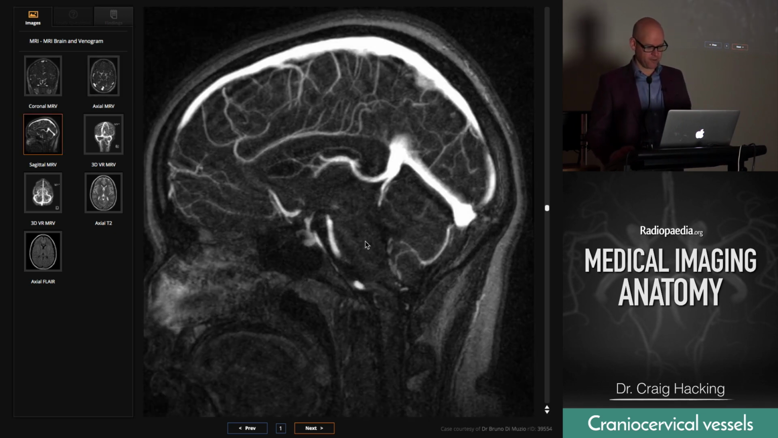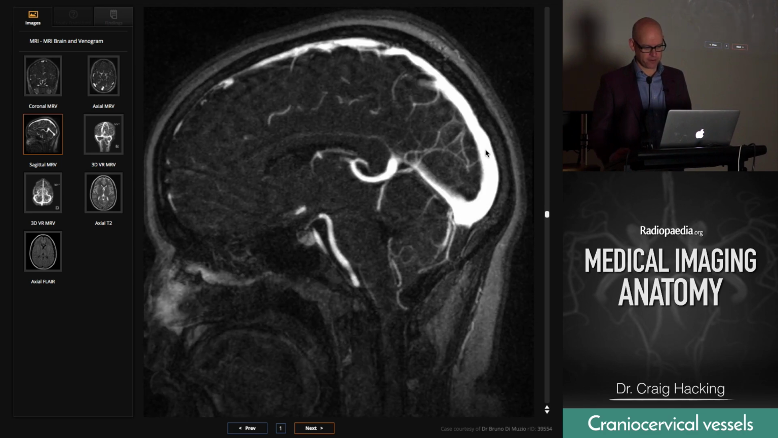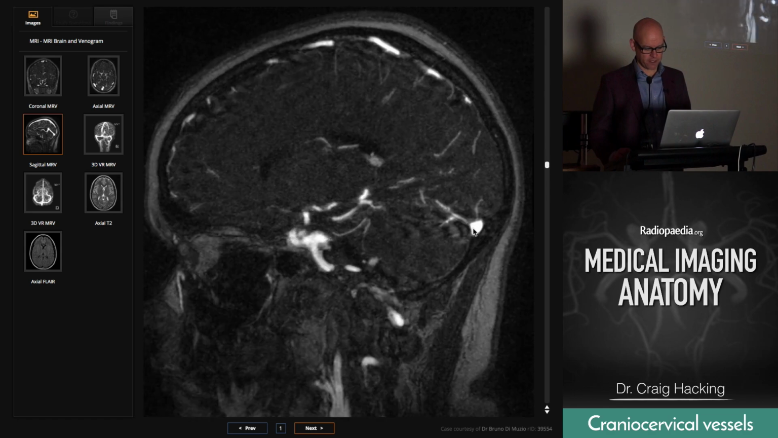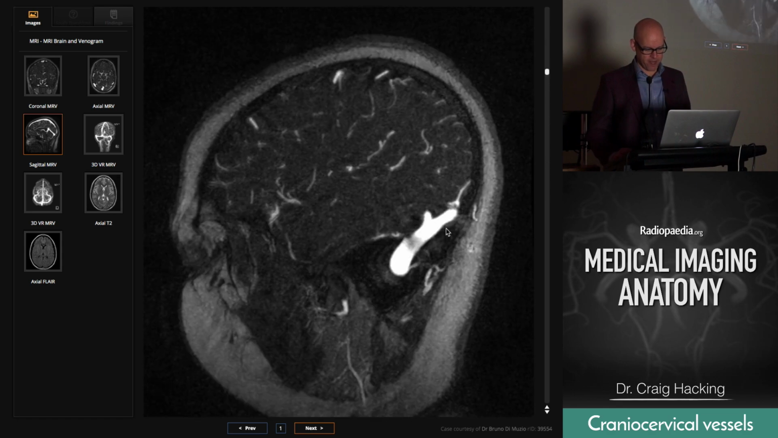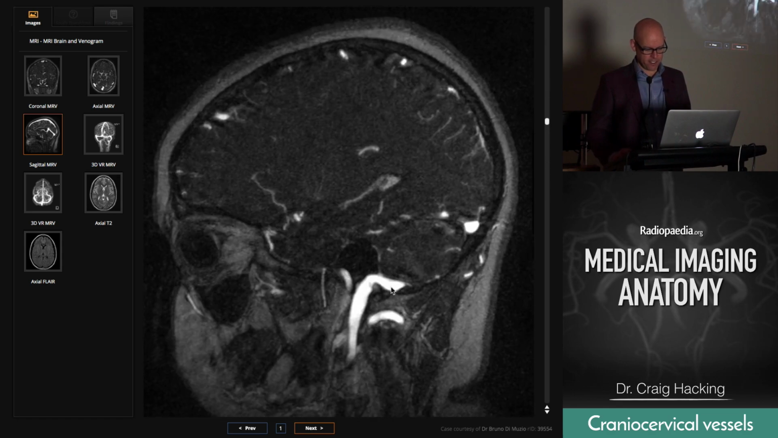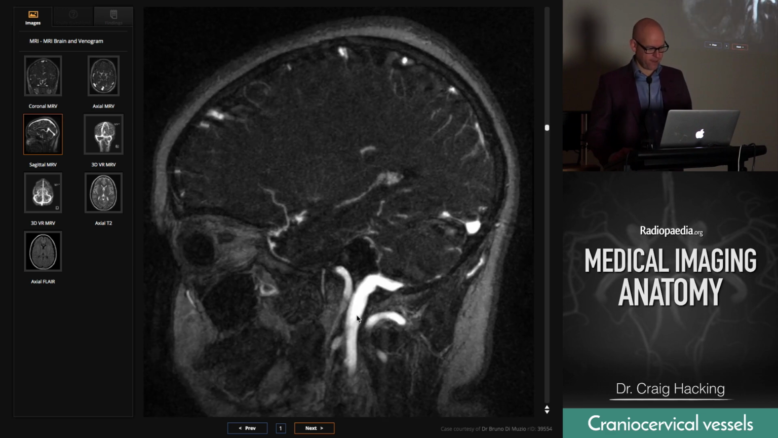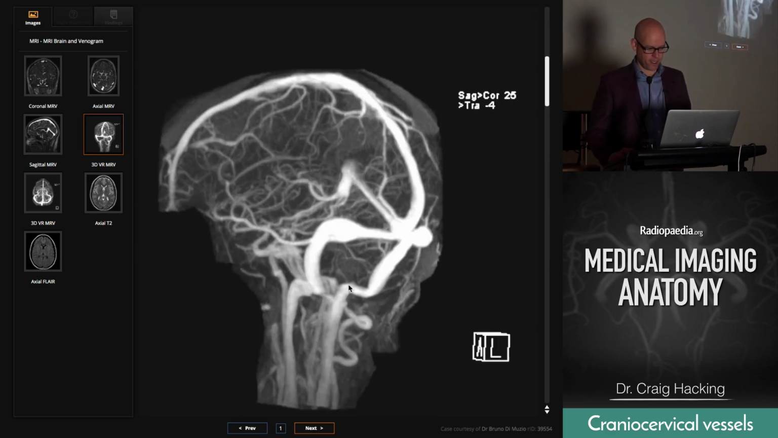Let me show you some of the cool reconstructions we can do. There's the superior sagittal sinus, the straight sinus, the vein of Galen, the torcular going off to one side. Here's the transverse, and now becoming the sigmoid sinus, and it loops forwards and then down out of the skull to be the internal jugular. And we can do these cool rotation venograms.